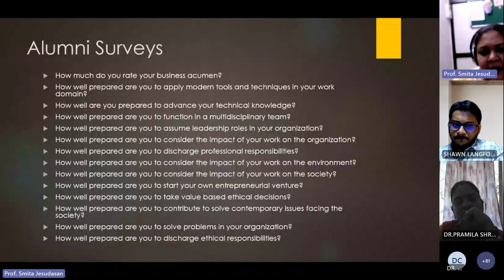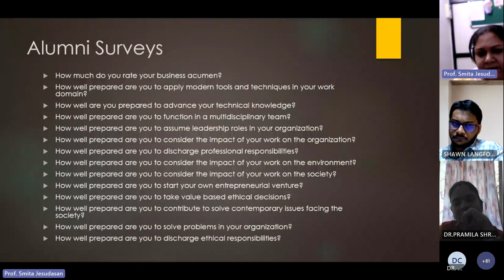How well prepared are you to consider the impact of your work on the society? How well prepared are you to start your own entrepreneurial venture? How well prepared are you to take value based ethical decisions? How well prepared are you to contribute to solve contemporary issues facing the society? How well prepared are you to solve business problems in your organization? How well prepared are you to discharge ethical responsibilities?